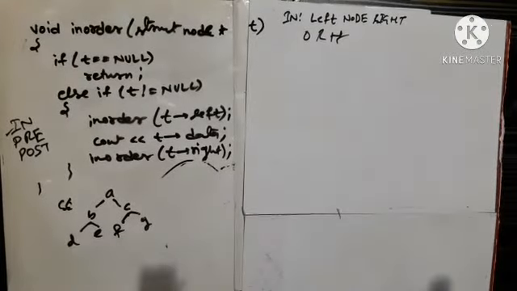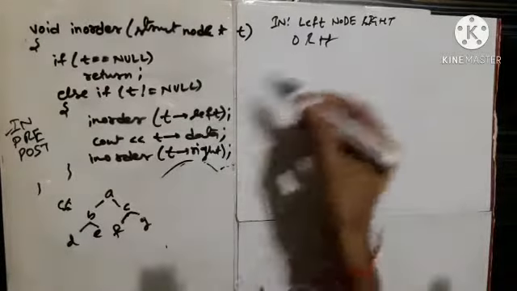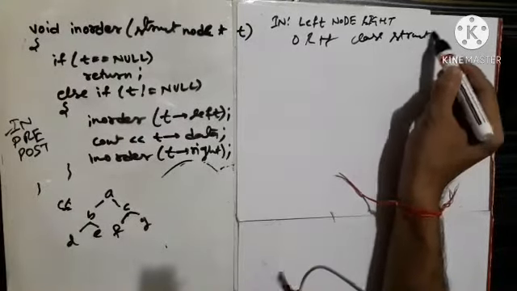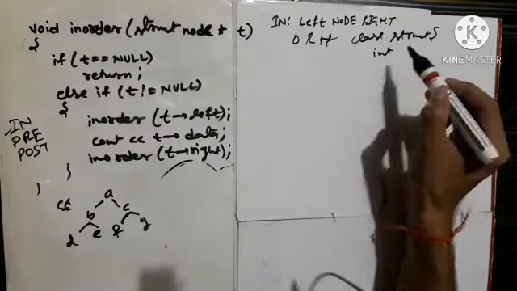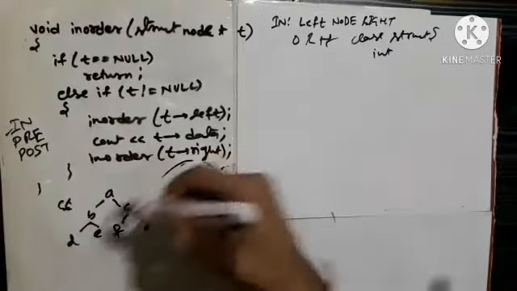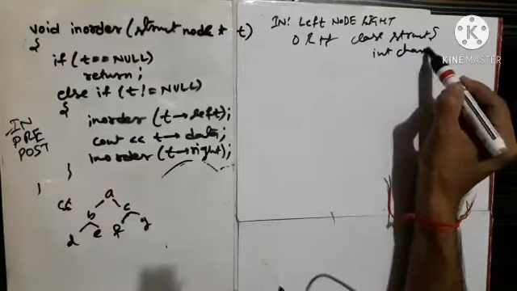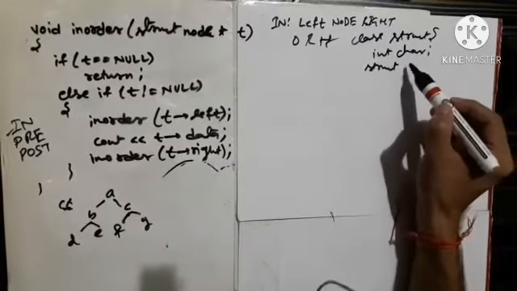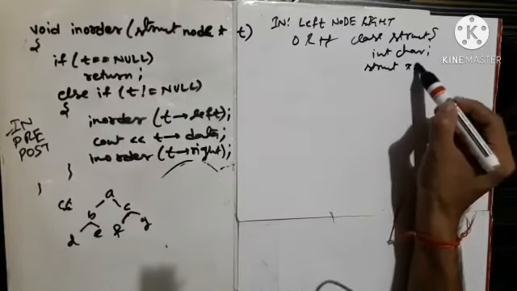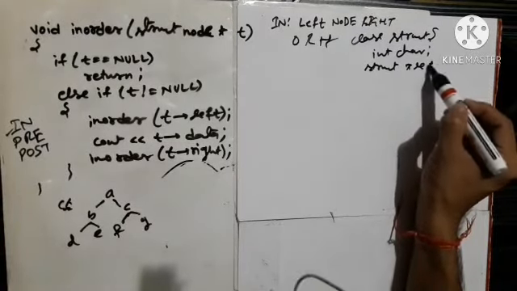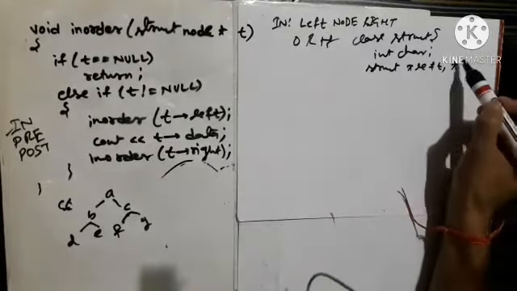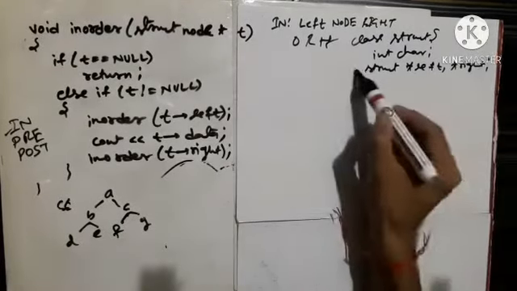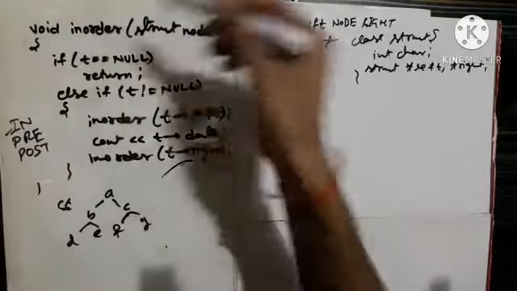Here I've written a C++ code. You can imagine that you have to create a class or a structure, in which you will have a character, and then two pointers: a struct star left pointer, and also a right pointer, in this way. And this is the function for in-order traversal.